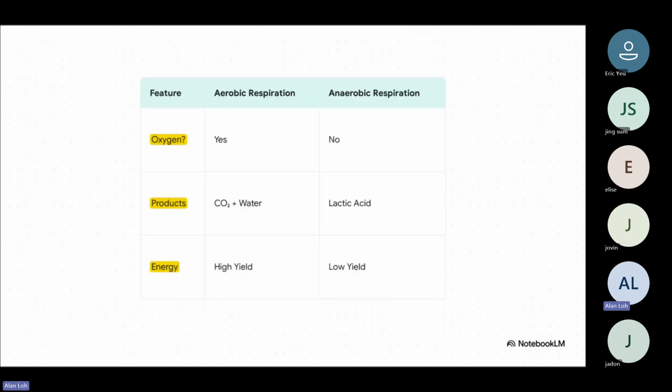So let's just put them side by side. Aerobic respiration needs oxygen, gives off carbon dioxide and water, and provides a massive, sustainable energy payoff. Anaerobic respiration, on the other hand, needs no oxygen, produces that pesky lactic acid, and only gives you a tiny temporary boost. It's a great short-term fix, but it's not a long-term strategy for survival.